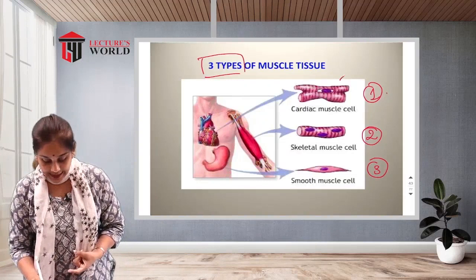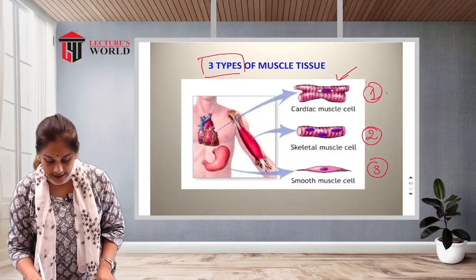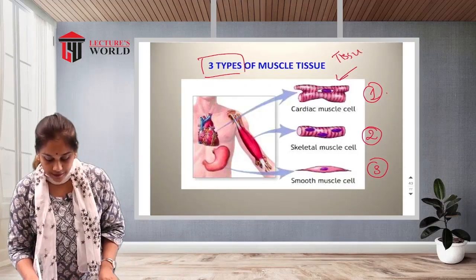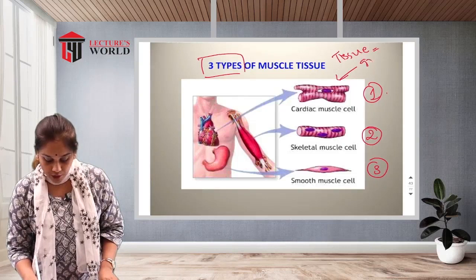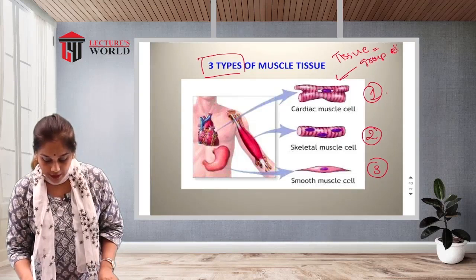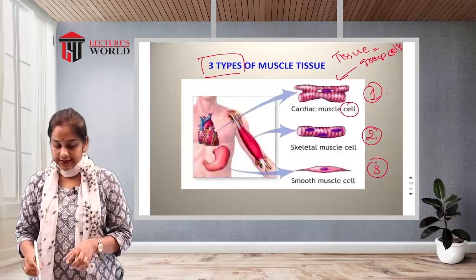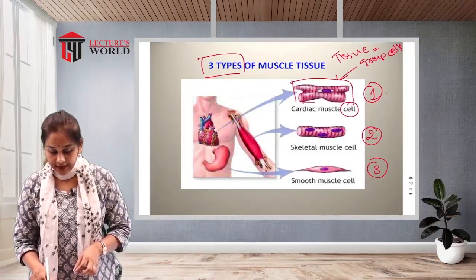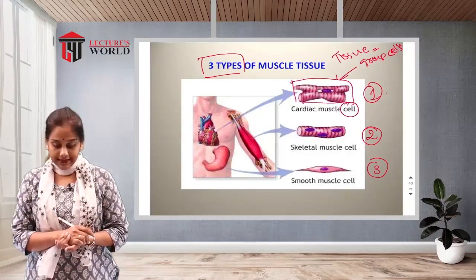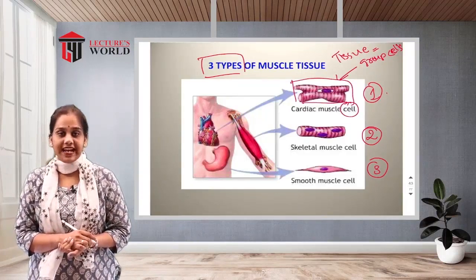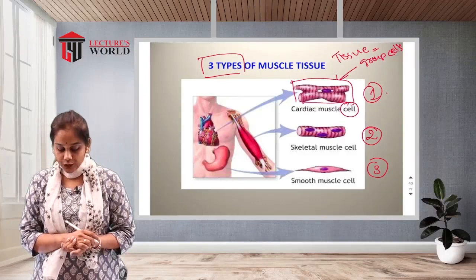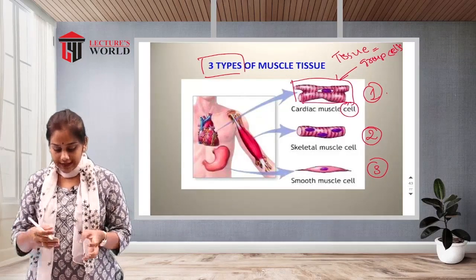See, this is a cell. A tissue is a collection, a group of cells. So here there is a cell, and the cardiac muscle cells look like this. So there is cardiac muscle tissue, skeletal muscle tissue, and smooth muscle tissue. Let us see them in detail.